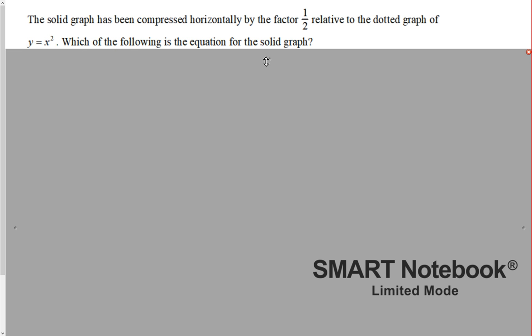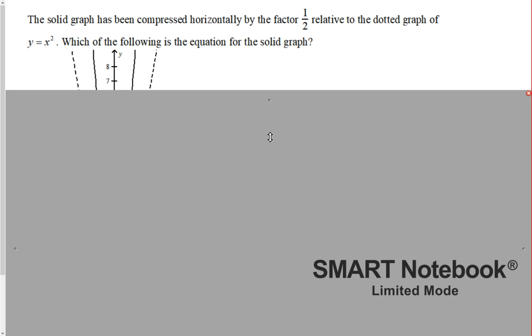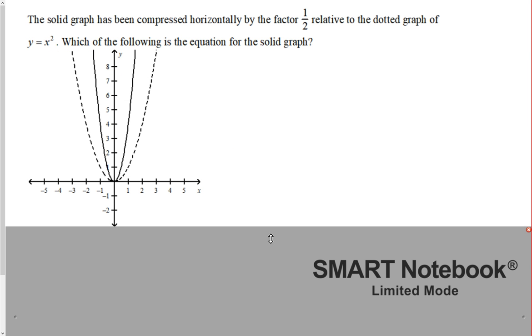The solid graph has been compressed horizontally by a factor of 1/2 relative to the dotted graph of y equals x squared. So we've got a dotted line. That's our regular y equals x squared, our regular quadratic. The solid graph you're going to see is the one that's been compressed horizontally by a factor of 1/2. So it's compressed, and there's what it looks like. So the dotted line is y equals x squared. Horizontally, it got compressed to look like the new one.